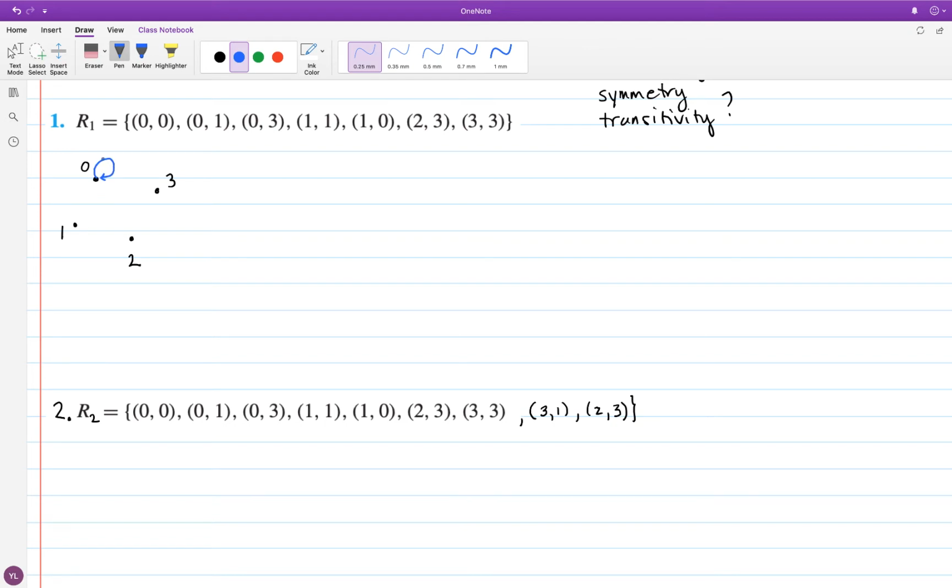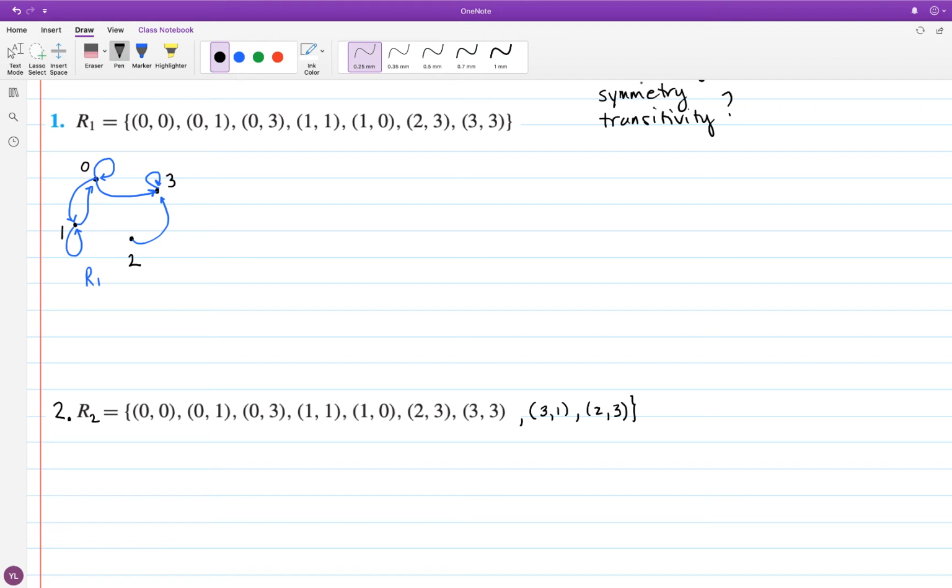So 0 is related to itself. Similarly, 0 is related to 1 can be drawn like this. 0 is related to 3. 1 is related to 1. 1 is related to 0. 2 is related to 3. And finally, 3 is related to 3. So this diagram right here gives us a visual of the relation R1.